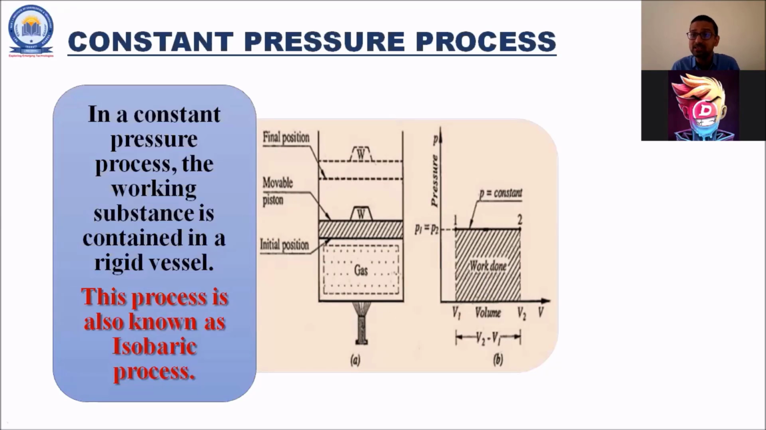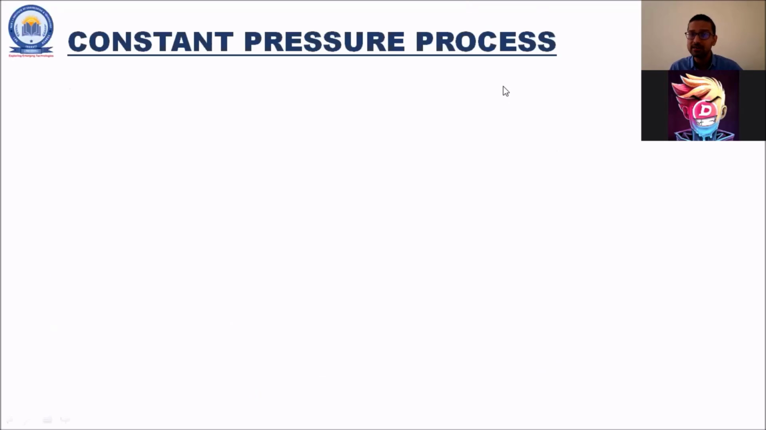Since we are getting this area in the diagram, this area represents the work done. So in the constant pressure process, we are going to get some answers related to the work done. But in the constant volume process, since there was no area, we considered the work done to be equal to 0. So now let us proceed further with the derivation.